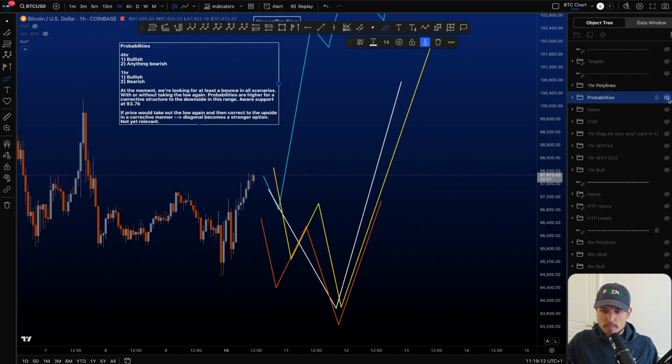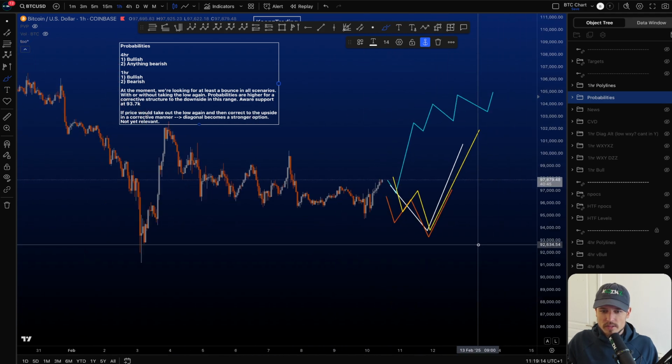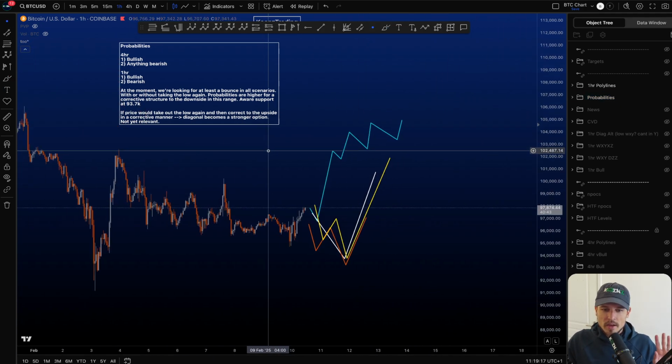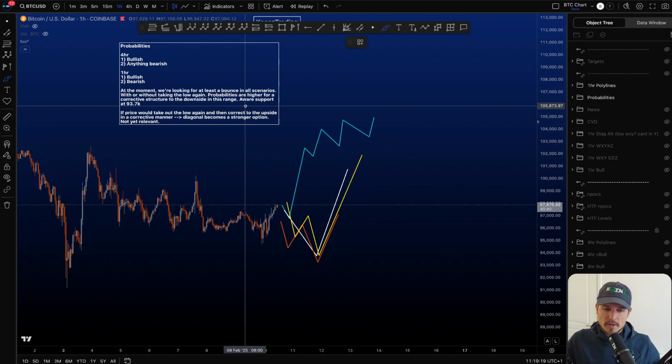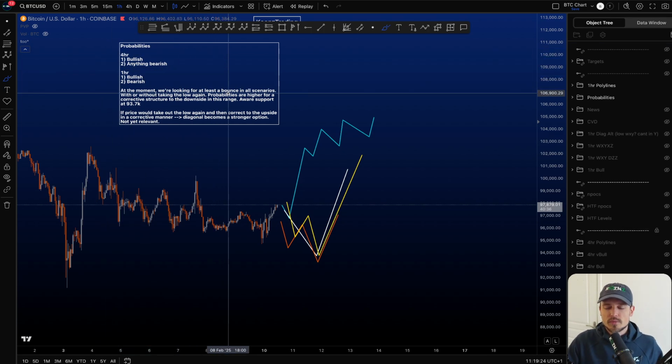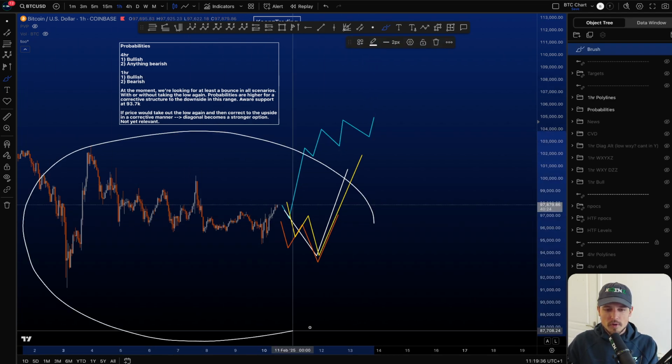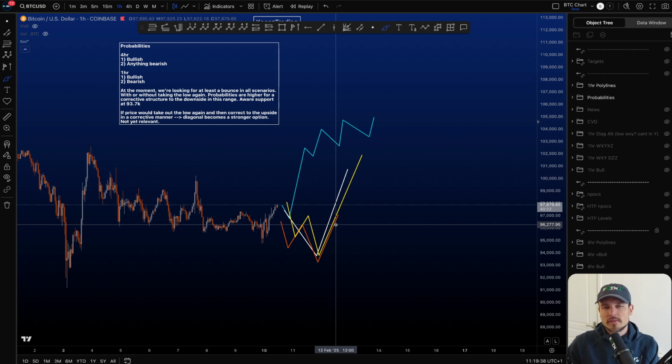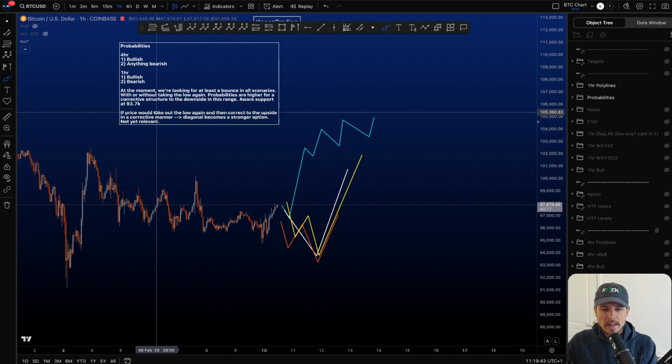If you then look at the probabilities and the polylines of these scenarios on the 1-hour time frame, we keep it simple. First of all, on the higher time frame, not covered in this video, the probabilities remain higher for the bulls. We're still looking for higher prices and all-time highs. Even though we might range here for a longer period of time, that's no problem. Probability is higher to still move up on the higher time frames. And then on the 1-hour time frame over here, the probabilities are higher for the bullish scenarios compared to the bearish diagonal scenario. At the moment, we're looking for at least a bounce in all of the scenarios.